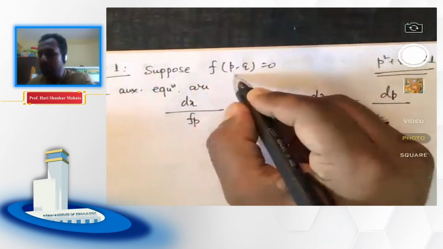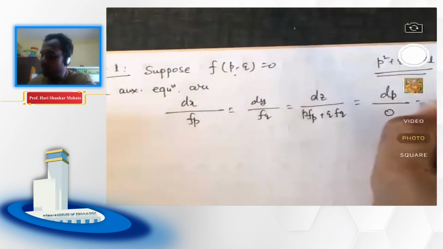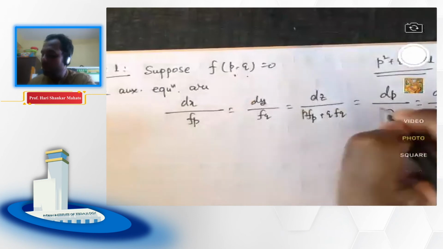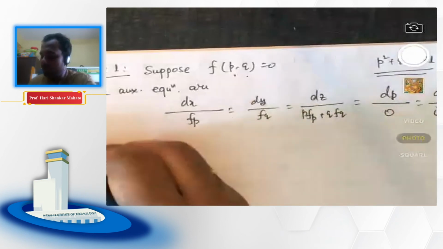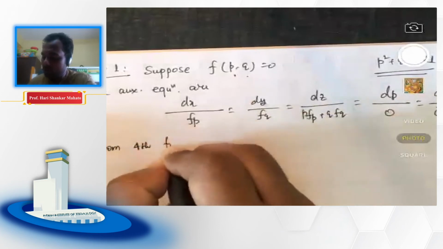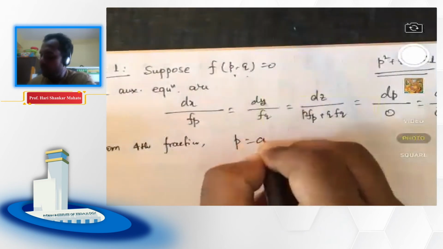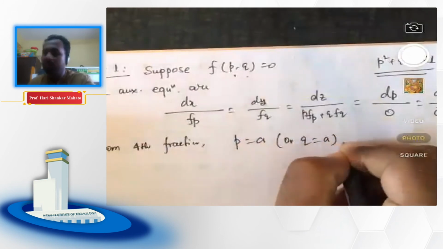Since it doesn't involve any x and z, the partial derivative will always be 0. And similarly, dq will involve fy and z, the partial derivative of fy and z. Since it doesn't have any y and z, it will also be 0. So if we take the fourth fraction, we will get p is equal to a. Or if you take the fifth fraction, then you will get q is equal to a, right?